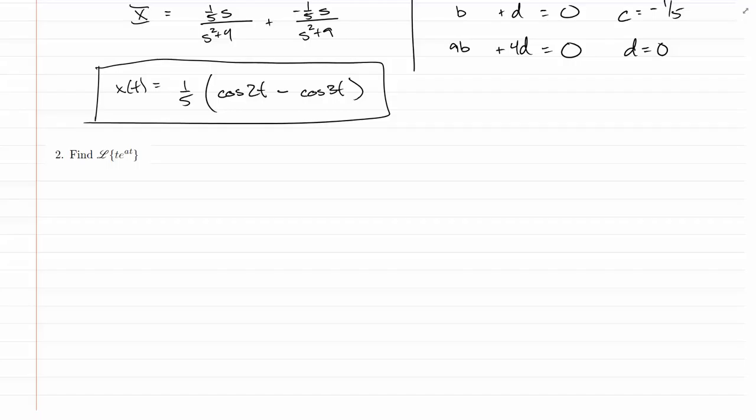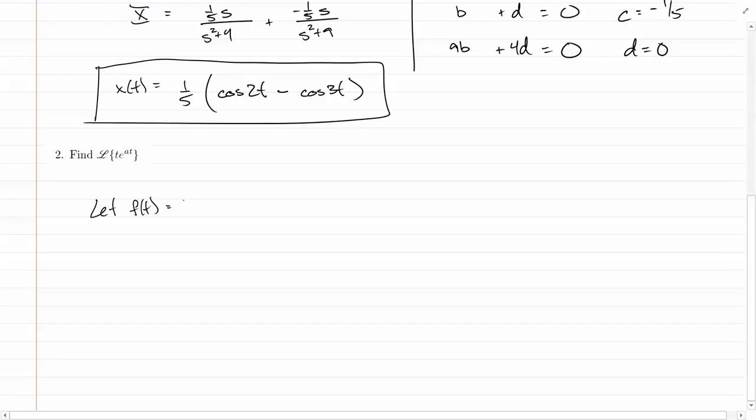Alright, so for number 2 we want to find the Laplace transform of this function. There's a couple different ways to do this, but I'm going to do it by letting f of t equal the function that we're trying to find. We don't know a formula for this right off the top of our heads, and we don't want to use the definition because that would be kind of a messy integration. So what can we do?